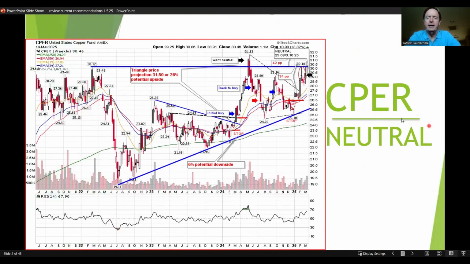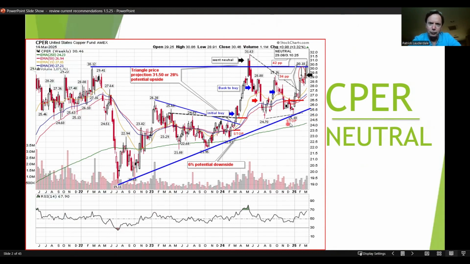This is the copper ETF, and the symbol is CPER. Since this is what we're trading, I want to take a look at it as far as resistance levels go. So this is the big consolidation that we've been in, 2.5 years in the making, in the form of an ascending triangle with a flat top and an ascending bottom.